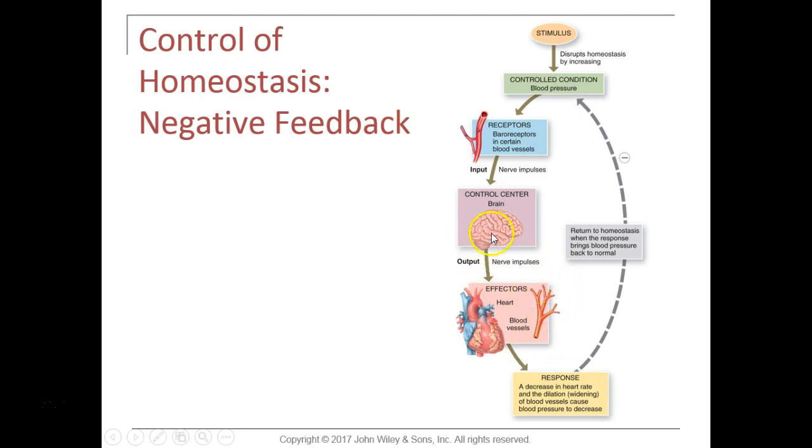So what type of output do we get? Well, the output information that goes to your heart is inhibitory. We're going to learn all about that. So certain nerve impulses slow your heart rate down. And if your heart rate slows down, it helps bring down your blood pressure.